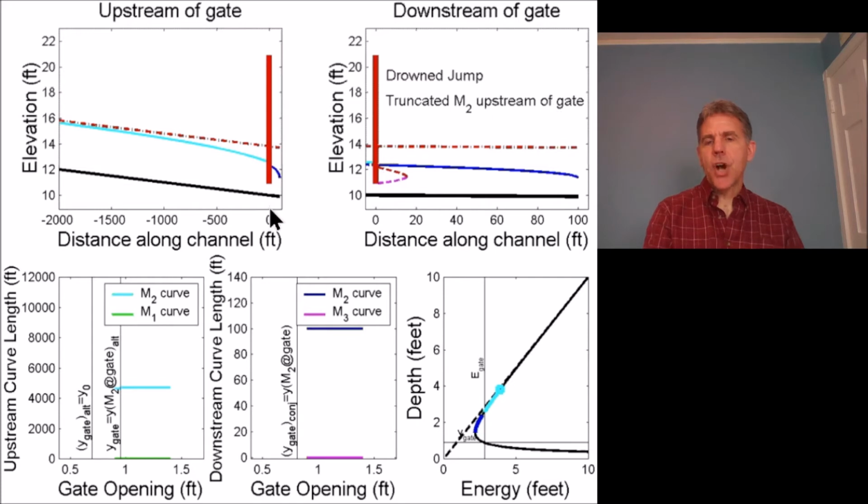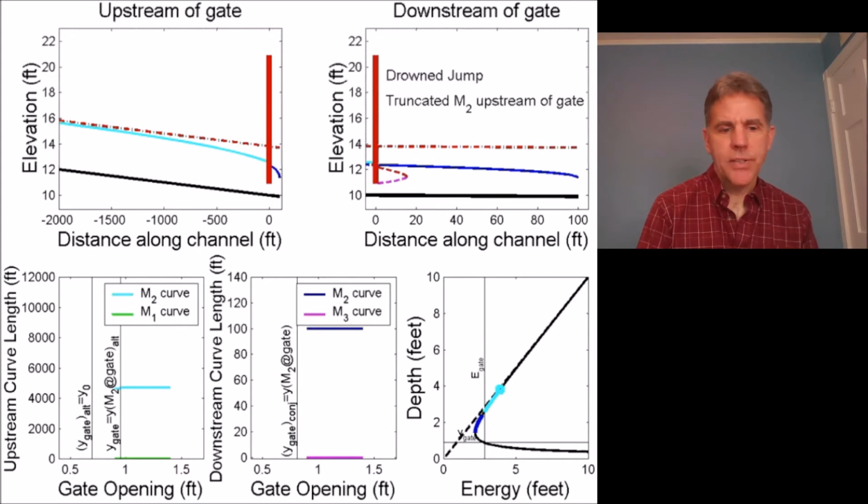And that's what's meant by the truncated M2 upstream of the gate. The gate is starting to impose a choke. The gate is starting to gather energy upstream of the gate, and that energy that's being gathered upstream of the gate is what's being lost in the turbulence immediately downstream of the gate. Beyond that, not too much more to report. Let's let this animation go forward.